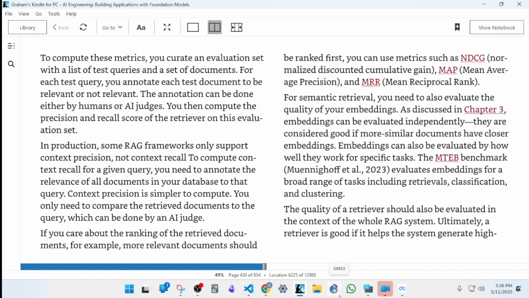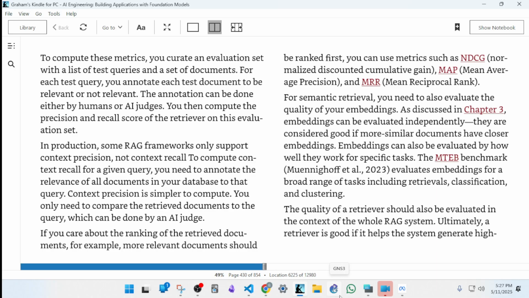To compute these metrics, you curate an evaluation set with a list of test queries and a set of documents. For each test query, you annotate each test document to be relevant or not relevant. The annotation can be done either by humans or AI judges. You then compute the precision and recall score of the retriever on this evaluation set.